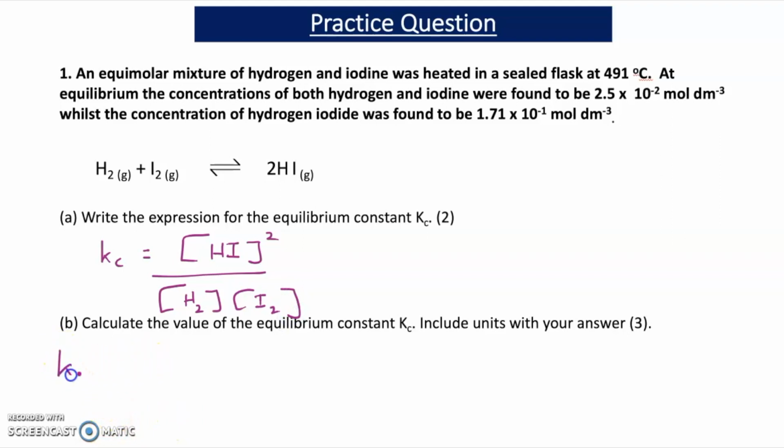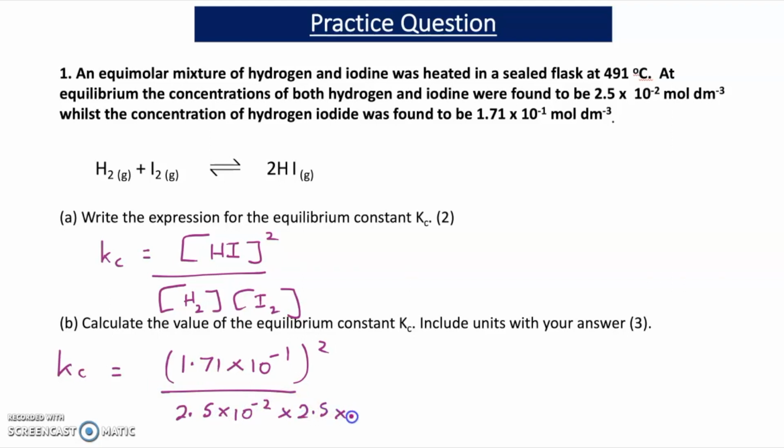Now to work out the value of the equilibrium constant Kc, all we have to do is substitute in the values that are shown in the question. The concentration of hydrogen iodide is 1.71 times 10 to the minus 1. We have to square that, and we divide it by the concentration of hydrogen, which is 2.5 times 10 to the minus 2, and we times it by the concentration of iodine, which is also 2.5 times 10 to the minus 2.